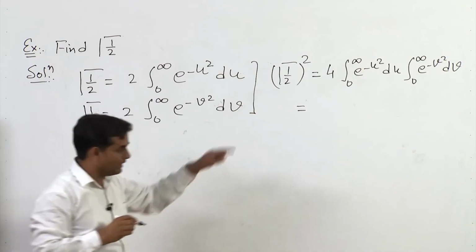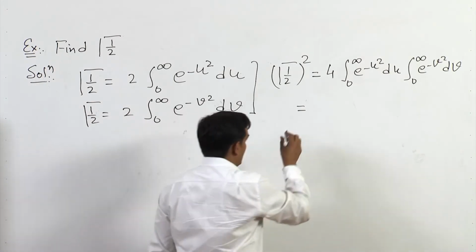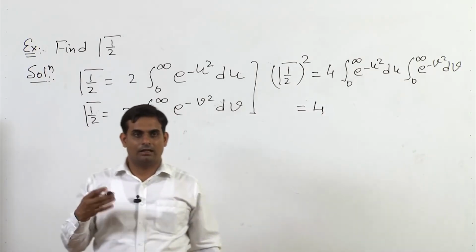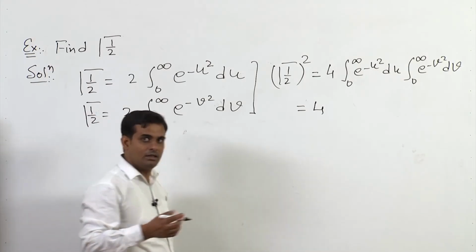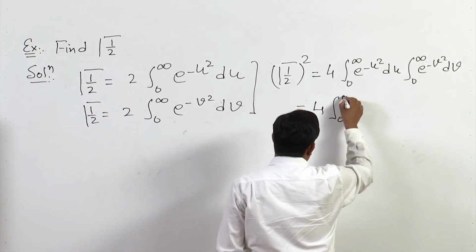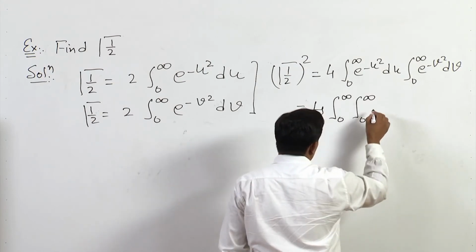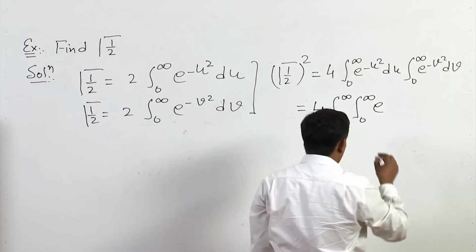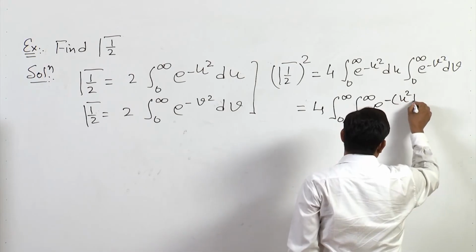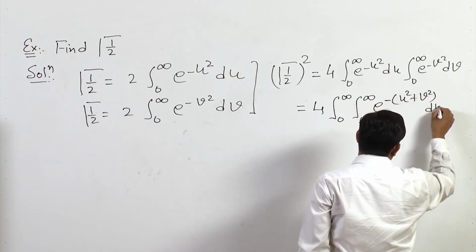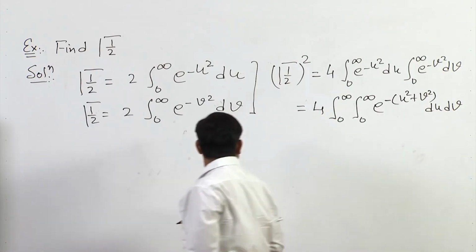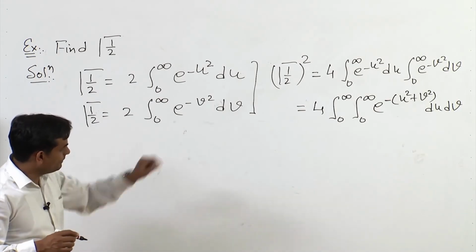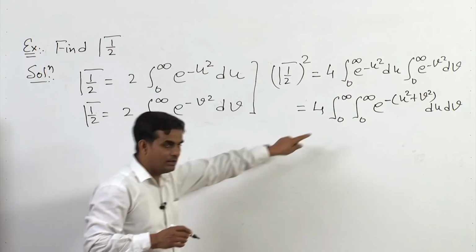By the Fubini theorem, since the limits are constant, I can write the product of these two definite integrals as a double integral. So, it will be 4 times 0 to infinity, e raised to power minus u square into e raised to power minus v square. So, it will become e raised to power minus u square plus v square du dv. Now, I need to solve this particular integral, that is the double integral.